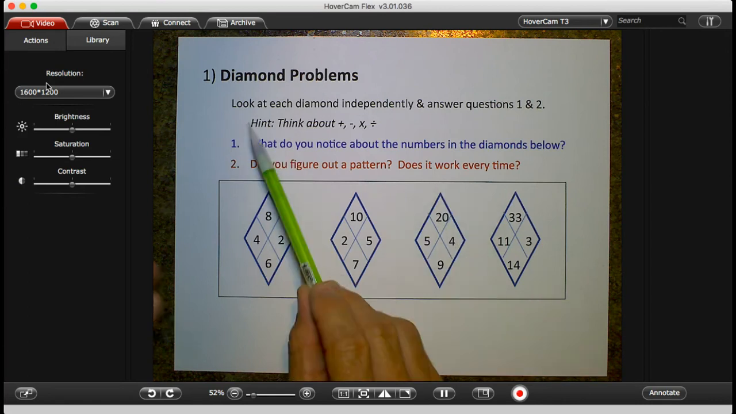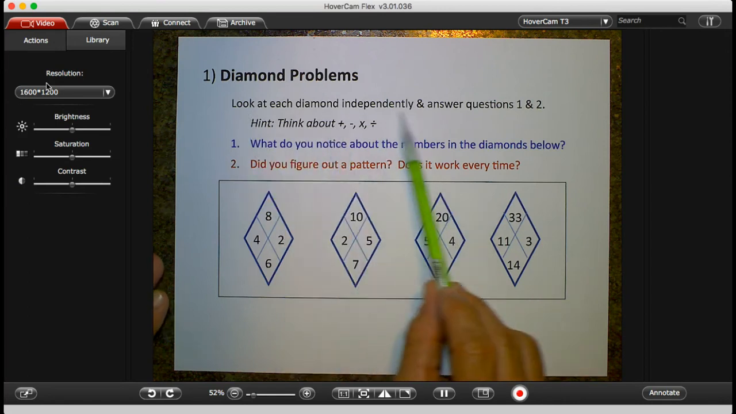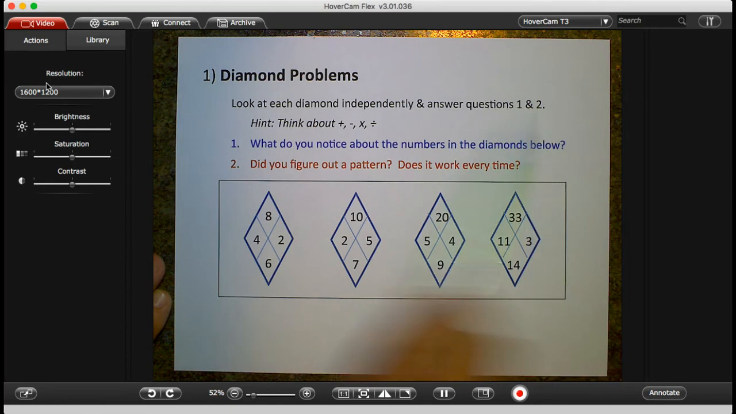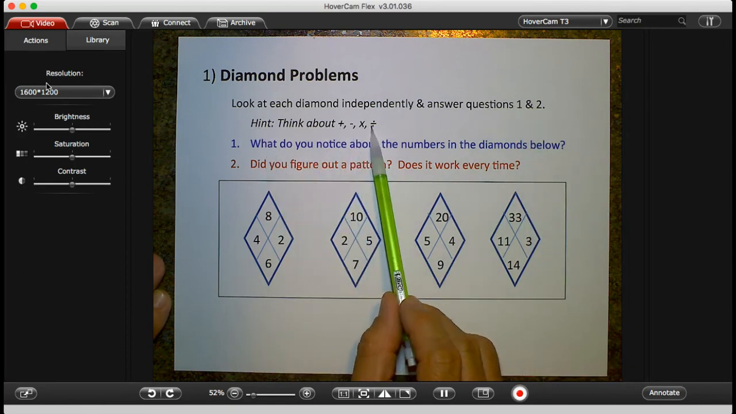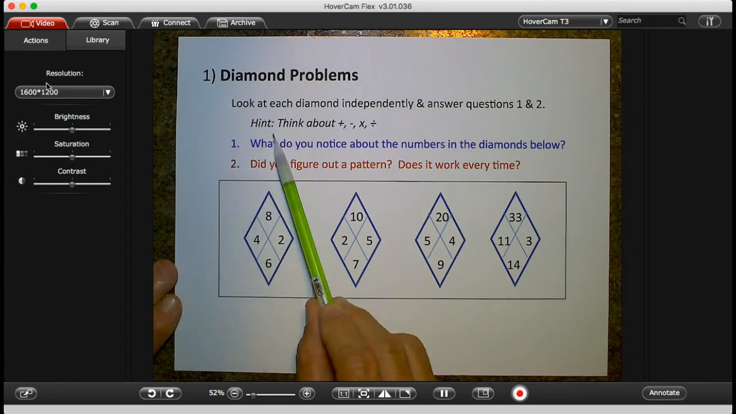So it says diamond problems. Look at each diamond independently and answer questions 1 and 2. Hint, think about addition, subtraction, multiplication, and division. Hints are always a good thing.